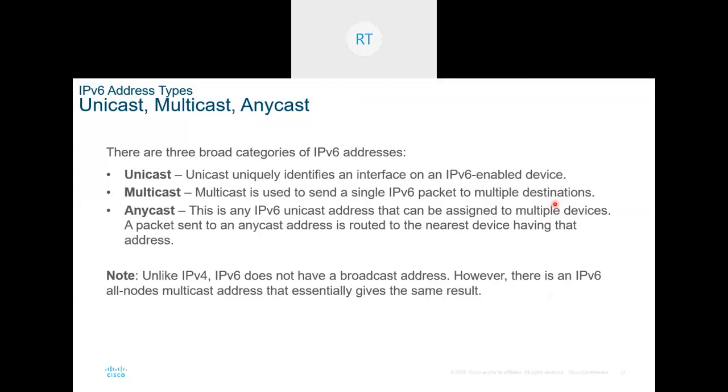IP version 6 address types. There are 3 address types in IP version 6: a unicast, a multicast, and an anycast.